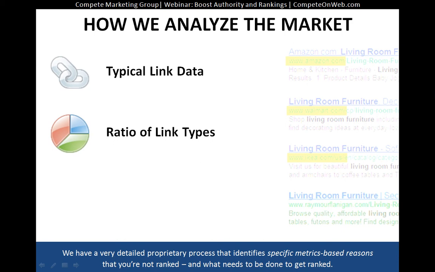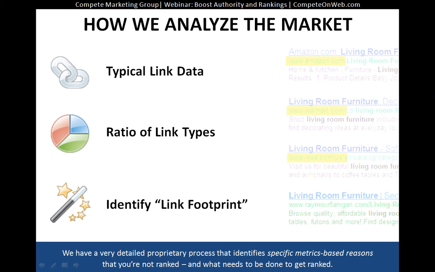And so what we're looking for here is for websites, your competitor websites that are ranked on the first page of Google, what ratios of link types do they have? Do they have mostly high authority links or mostly low authority links? What percentage of their links are keyword links versus company name related links? And the reason why we look at that information is that's what Google considers normal in your market, and we use that information to compare it to yours.